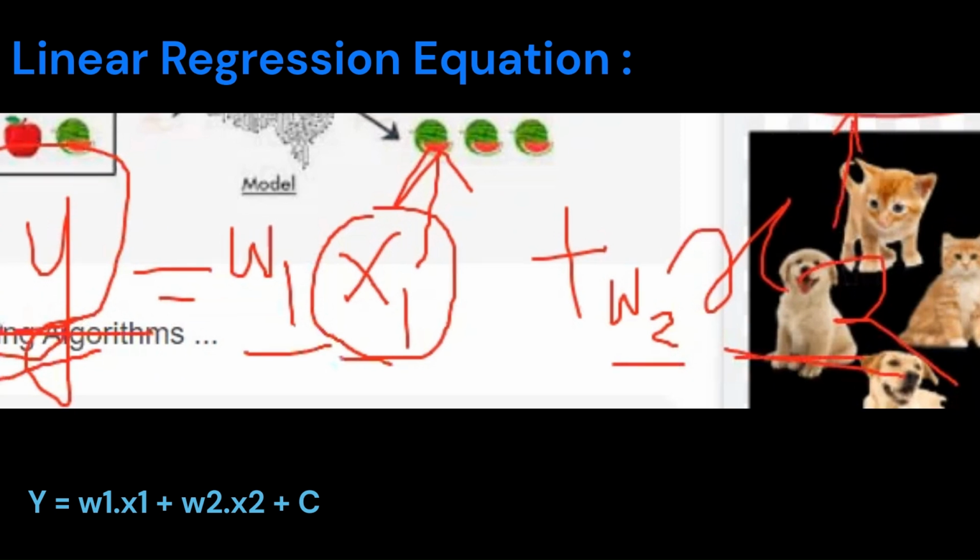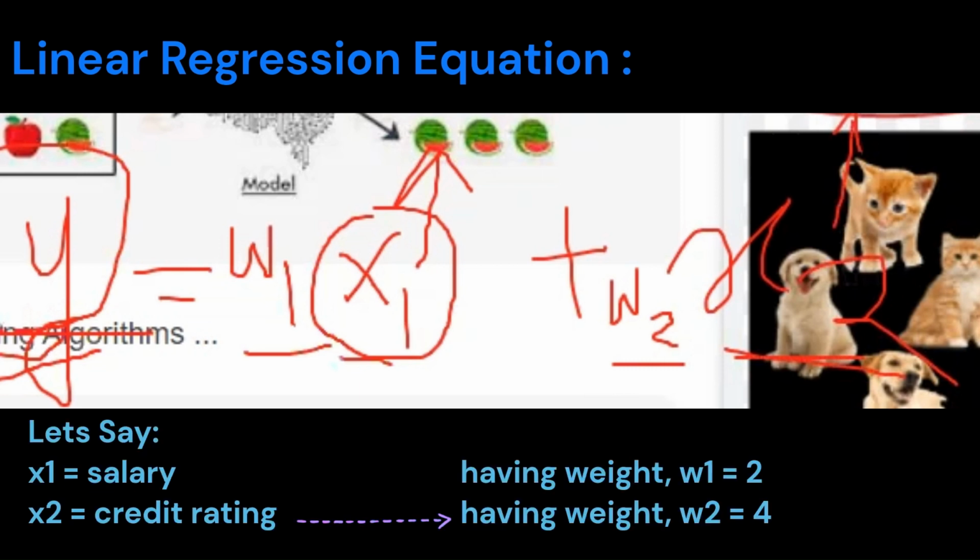So if, let's say, someone's salary is 2 lakhs per month and their credit score is, let's say, 900, it can happen that the weightage of credit rating is like 4 times. So W2 is 4, and for salary, whatever your salary is, it's like 2 times your salary. So that is how your loan calculation will happen.